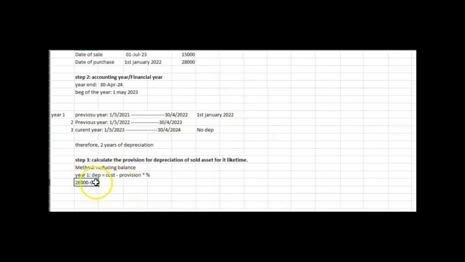We repeat the same for year 2, but now we have a provision. The provision is basically the depreciation we just calculated in year 1. Therefore, we subtract $7,000 from the cost, $28,000, and multiply by 25%. We get $5,250. The provision for depreciation is the total depreciation, so we add depreciation of year 1 and year 2, and we get $12,250. This value goes to provision for depreciation account as disposal, and disposal account as provision for depreciation.